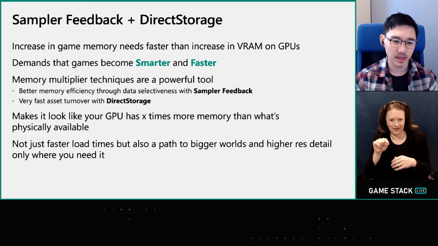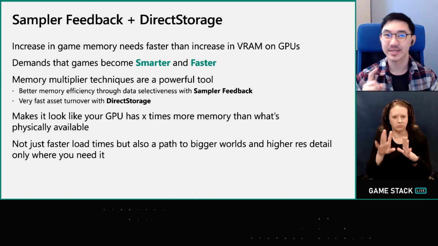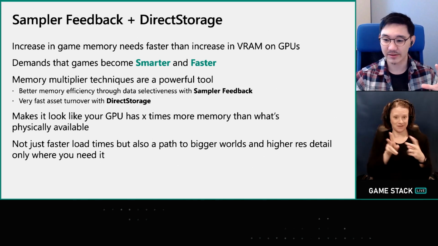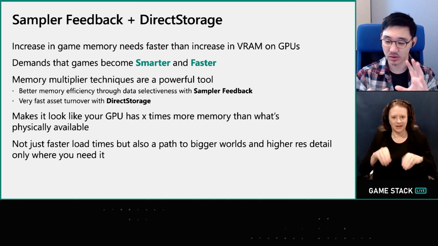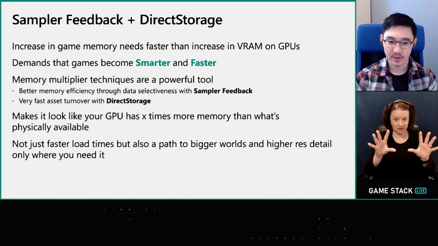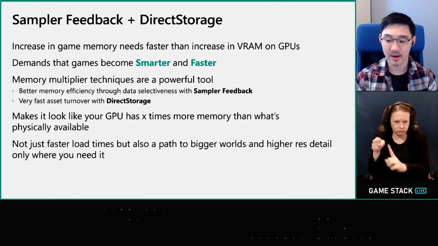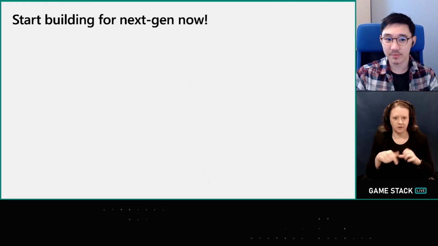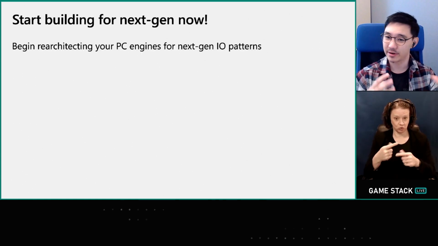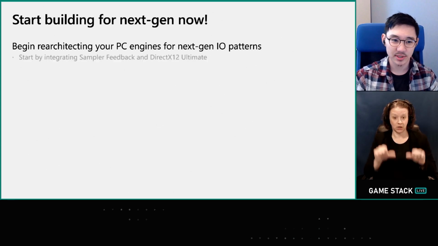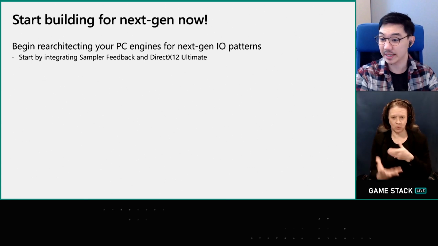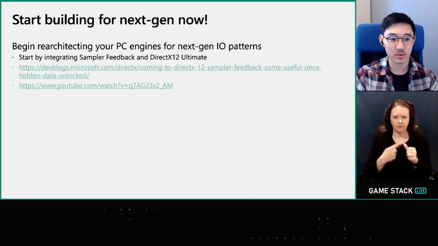And this doesn't just decrease your load times, increase your load time efficiency. It also creates a path to bigger worlds that have a lot more data and detail in them, and higher res detail only where you need it, because you're being very selective as to where you want that high detail. It allows you to essentially have more for the same amount of hardware. And so you can start building for next gen basically right now. You should start re-architecting your engines for this kind of very granular and parallel workload, your PC engines. And you can start by integrating sampler feedback, right? First thing you want to do is make sure that you are selective about that data. And then you also want to build for DirectX 12 Ultimate.